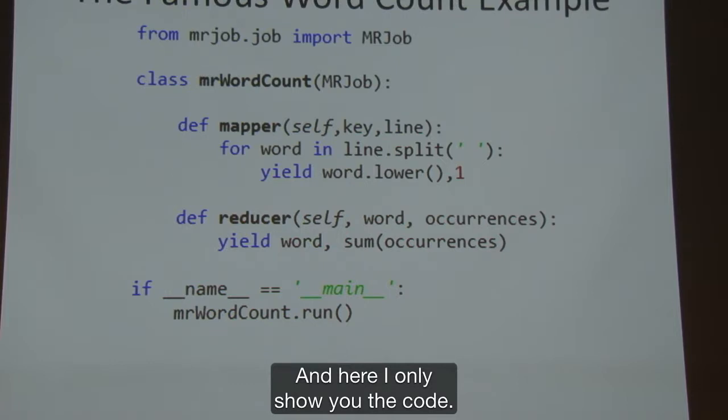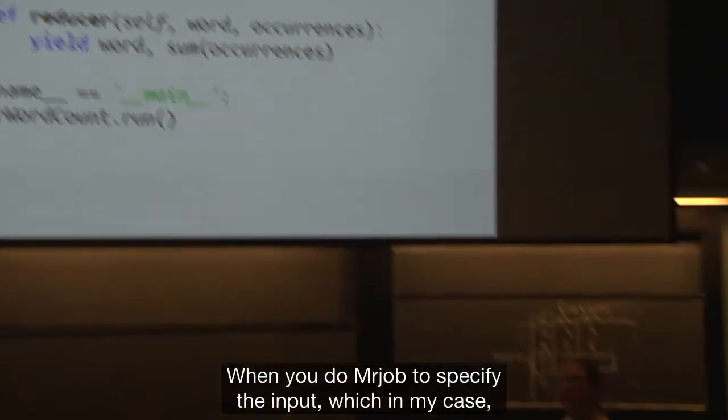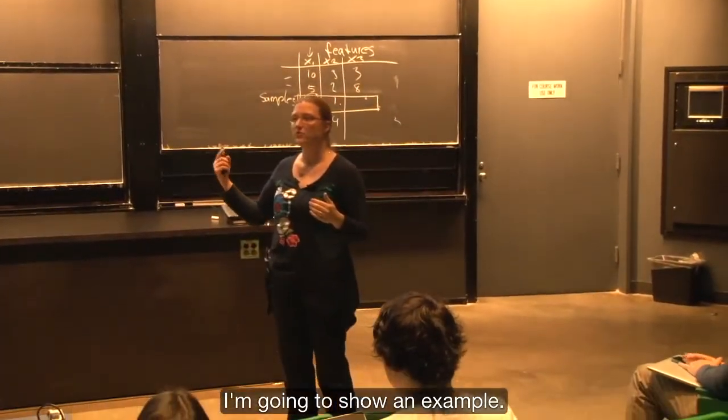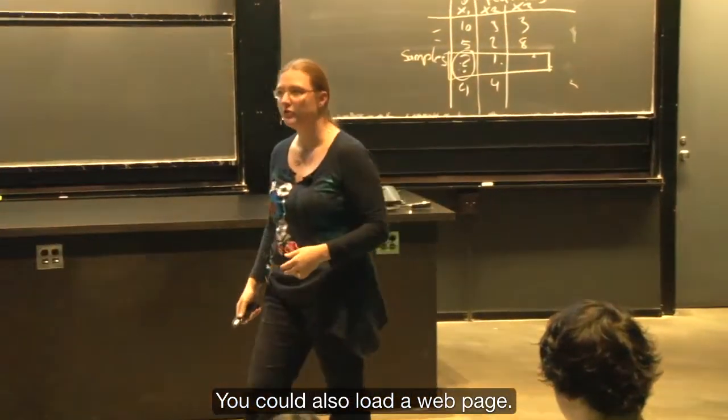And here I only showed you the code. So again, the framework does that for you. When you do MrJob, you specify the input, which in my case, I'm going to show an example. It's just a text file. You could also load a web page.